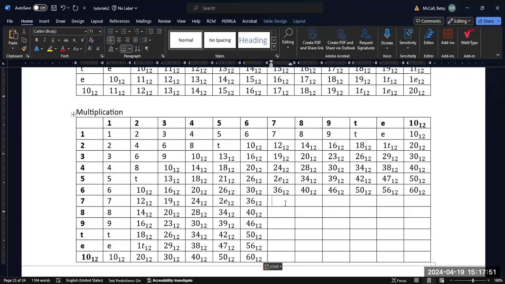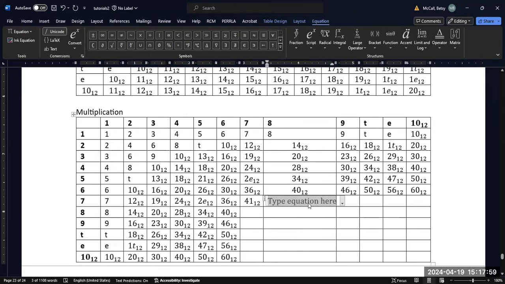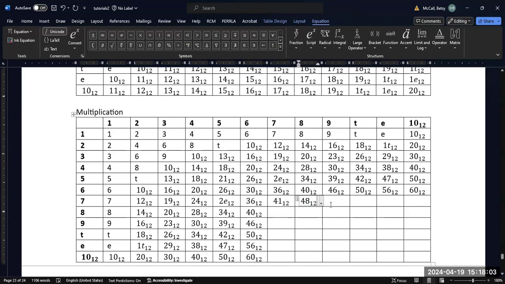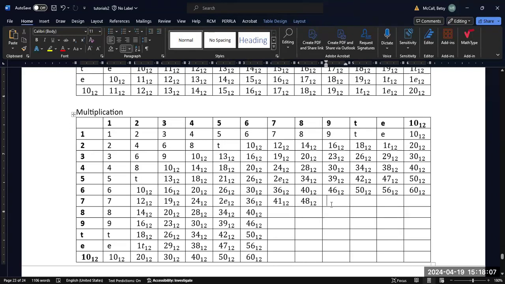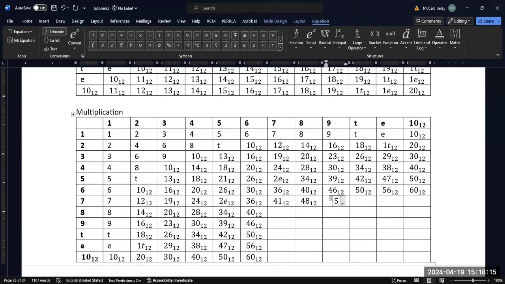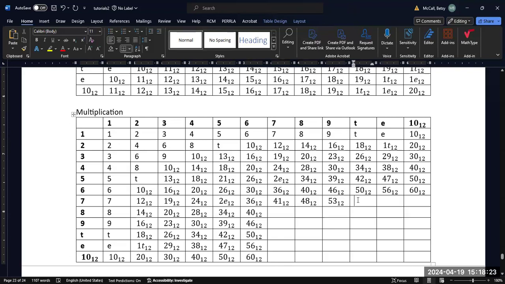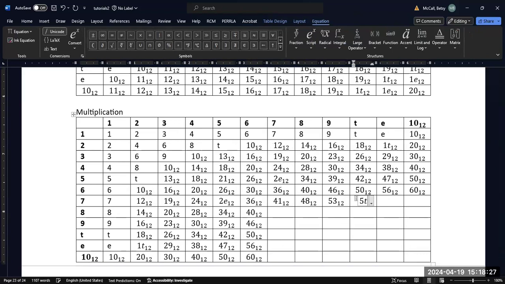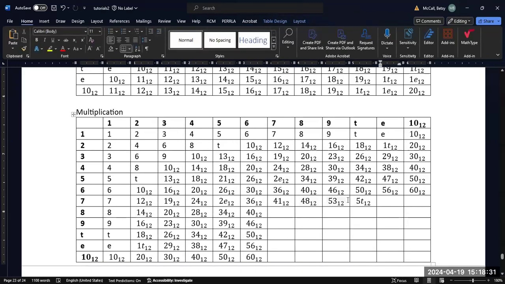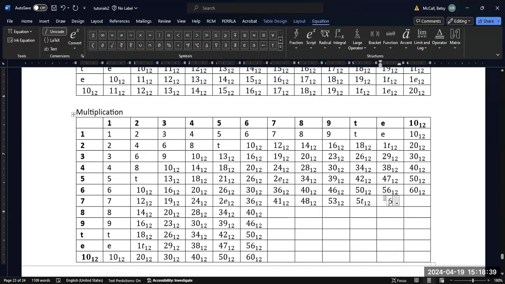7 times 7 is 49. That's 48 plus 1, so that's going to be 41. And then if I add 7, I'm going to get 48. Now 7 times 9 is 63. That is five copies of 12, because that's 60 plus 3 left over. And then if I add 7, 3 and 7 is 10, so I'm going to get 5T. And 11 times 7 is 77. That is six copies of 12, which is 72, plus 5 more. And then 5 and 7 is going to get me another copy of 12.